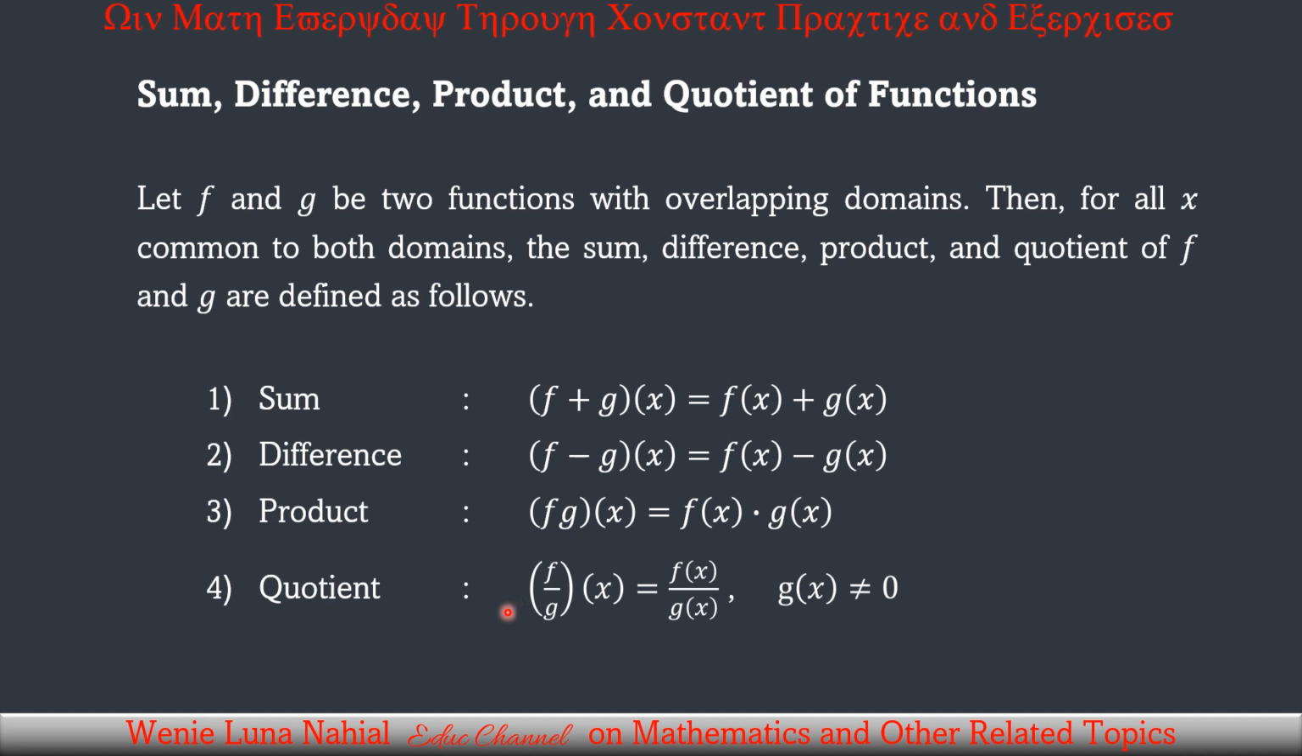Then the quotient of the two functions, f over g of x, is equal to f of x over g of x, provided g of x is not equal to 0, because when g of x is equal to 0, this becomes undefined. So we have that restriction that g of x is not equal to 0.